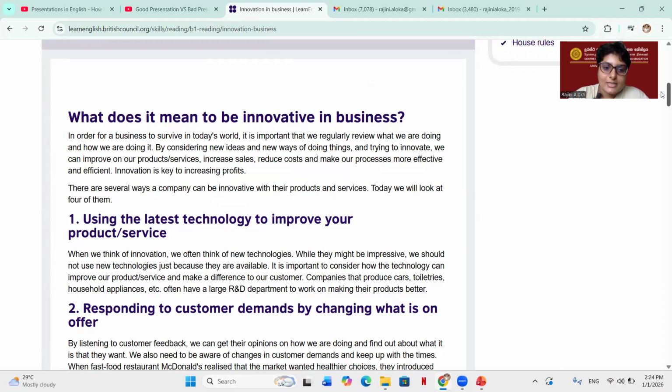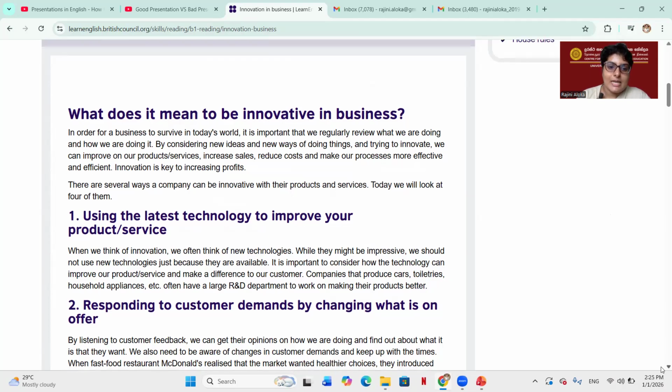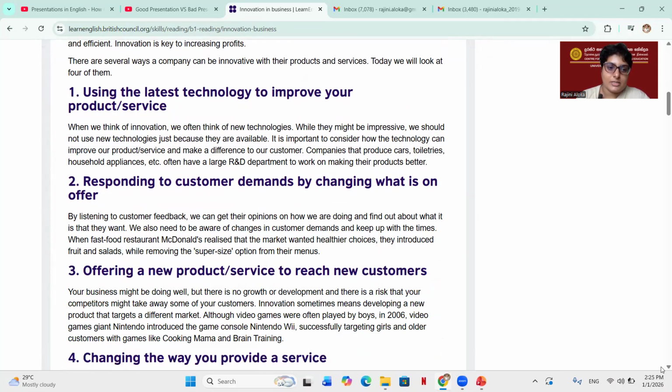There are several ways a company can be innovative with their products and services. Today, we will look at 4 of them. Using the latest technology to improve your product or service. When we think of innovation, we often think of new technologies. While they might be impressive, we should not use new technologies just because they are available. It is important to consider how the technology can improve our product or service and make a difference to our customer.